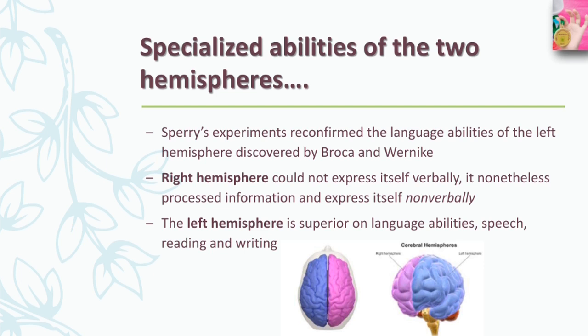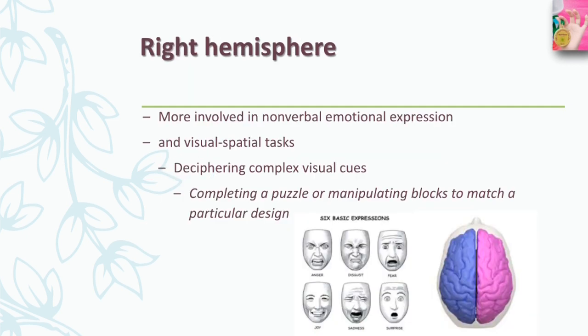Over the last three decades, researchers have gained numerous insights about the brain's lateralization of functions by studying split brain patients, using brain imaging techniques with normal subjects, and using other techniques. On the basis of this evidence, researchers have concluded that in most people, the left brain is superior in language abilities: speech, reading, and writing. But that doesn't mean that the right hemisphere is useless or unimportant.